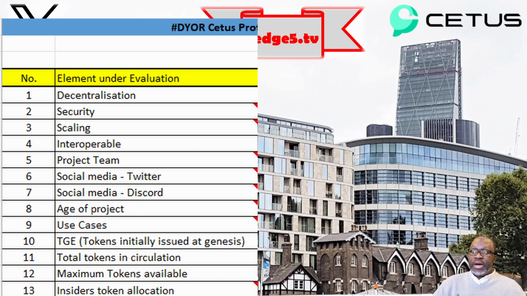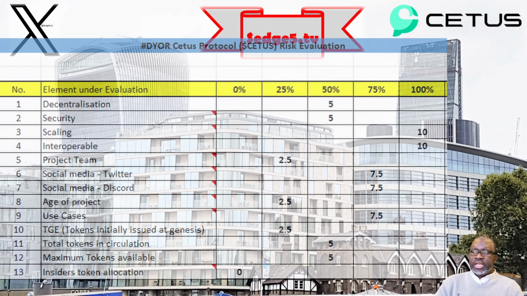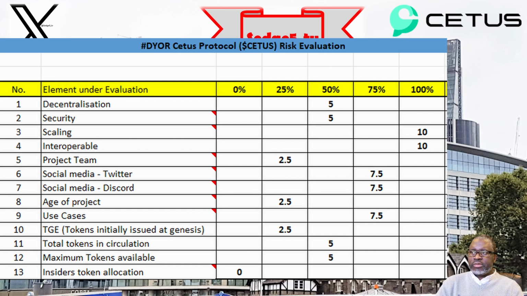So here are the scores we've allocated to CETUS protocol. Decentralization 5 out of 10, security 5 out of 10, scaling 10 out of 10, interoperability 10 points out of 10, the project team 2.5 points out of 10, social media presence via Twitter 7.5 points out of 10, and via Discord 7.5 points out of 10.